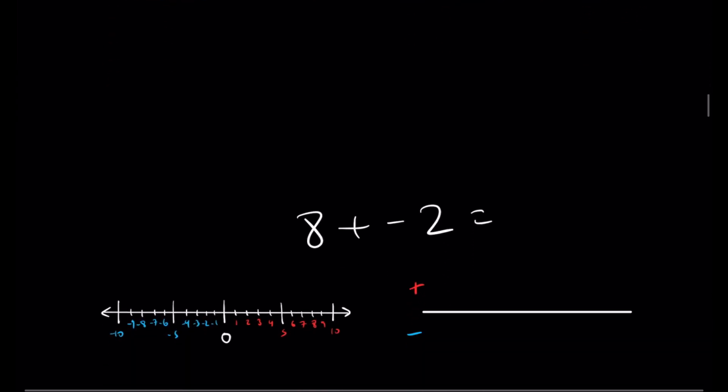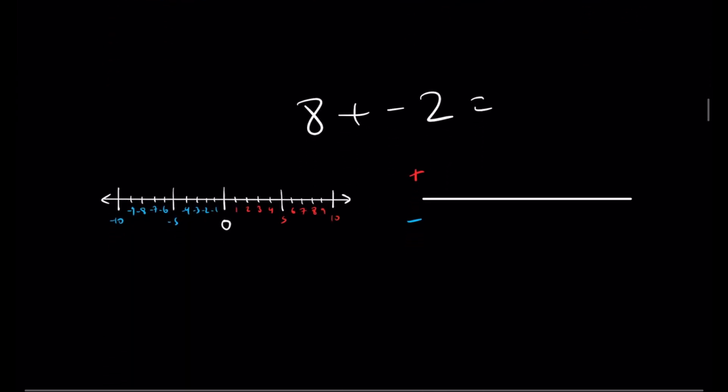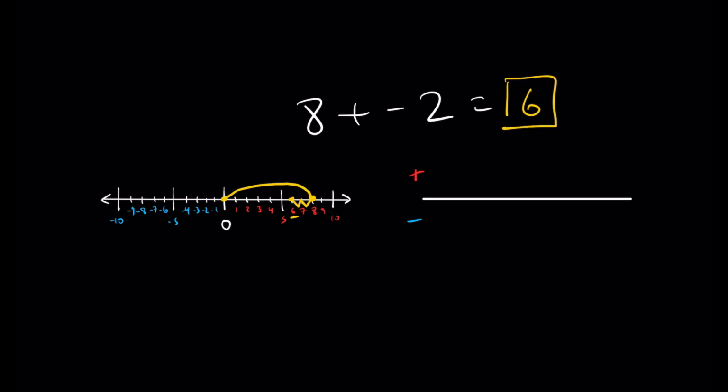All right, another example. 8 plus -2. So again, I'm going to start at 0 on the number line. And then I'm going to go all the way to the right to +8. And then we will add a -2. So I'm going to go backwards 1, 2, and get 6 there. So 6 is our answer. So it looks like adding a negative is just like subtracting a positive.